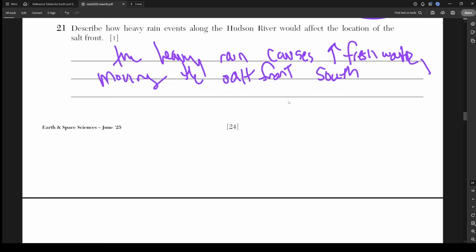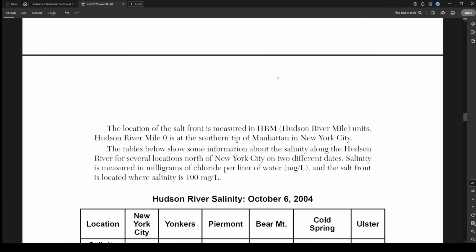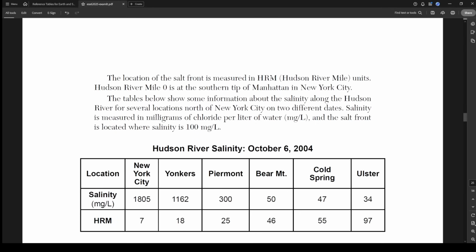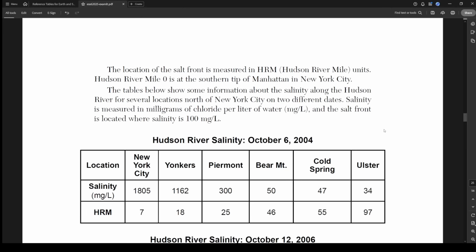All right, let's keep going. The location of the salt front is measured in HRM, Hudson River Mile units. The Hudson River Mile 0 is at the southern tip of Manhattan in New York City. The table shows information about the salinity along the Hudson River for several locations north of New York City, on 2 different dates. Salinity is measured in milligrams of chloride per liter of water, and the salt front is located where the salinity is 100.